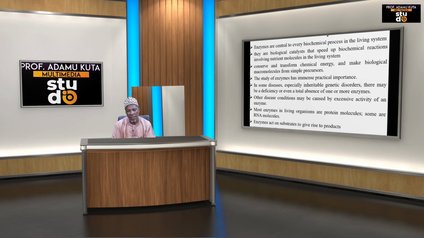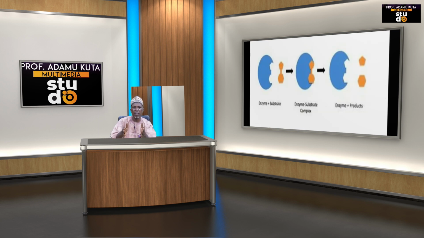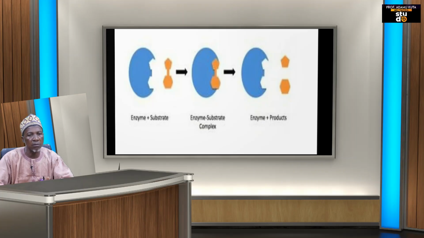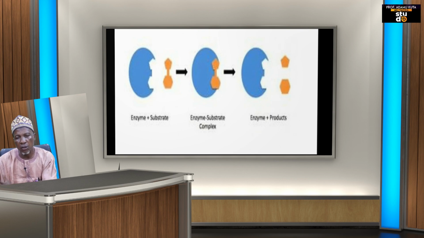And most enzymes in living systems are protein molecules. But there are very few RNA molecules that also act as enzymes in the living system. And what do enzymes do? Basically, they act on substrates to give rise to products. These substrates, we call them reactants, while the products are what you get after the reaction of an enzyme. This is symbolically what you have as reaction between an enzyme and its substrate. It forms an enzyme substrate complex, and then this is broken down to give you your enzyme and products.